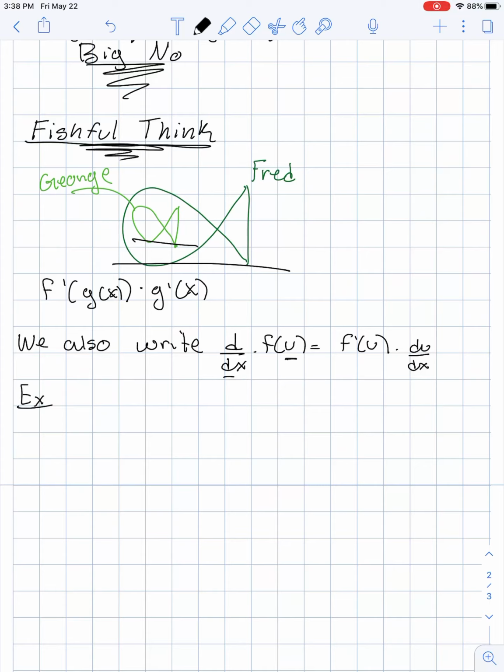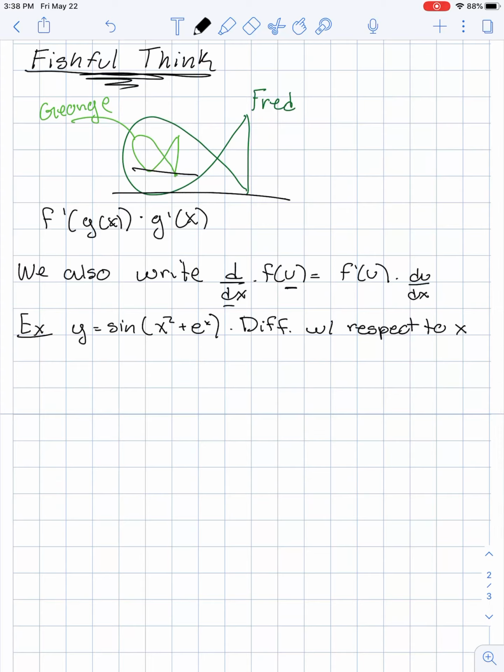All right, so let's talk about a fun little example. And so we're given y equals sine of x squared plus e to the x, and we're asked to differentiate with respect to y.